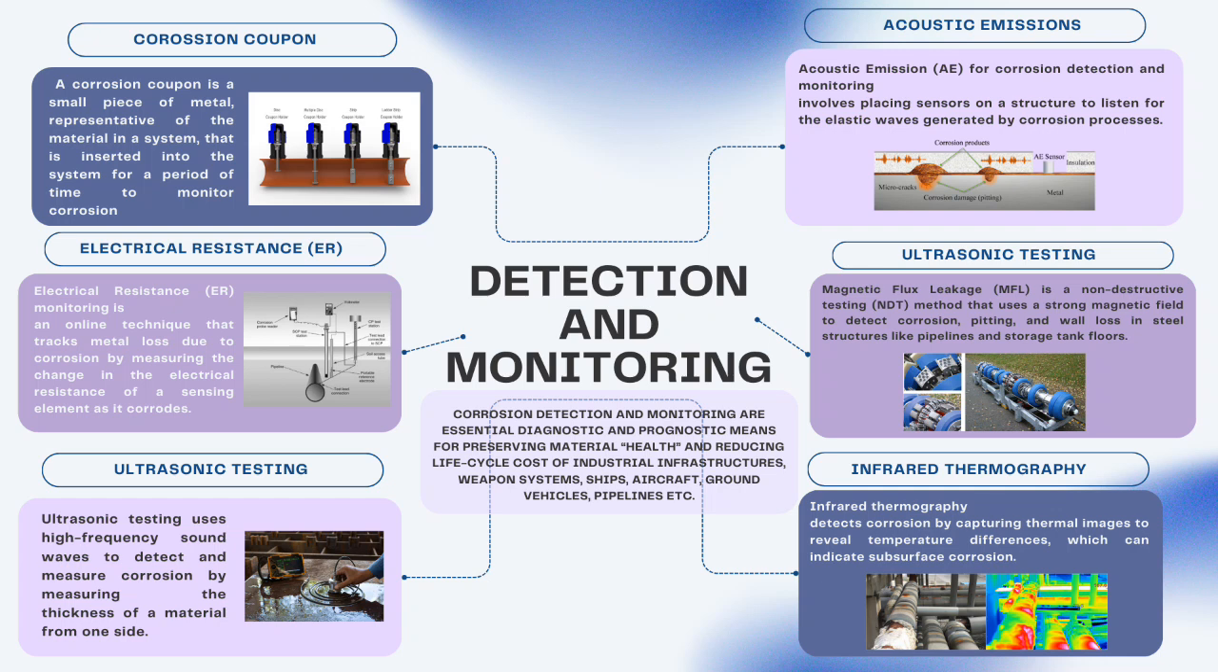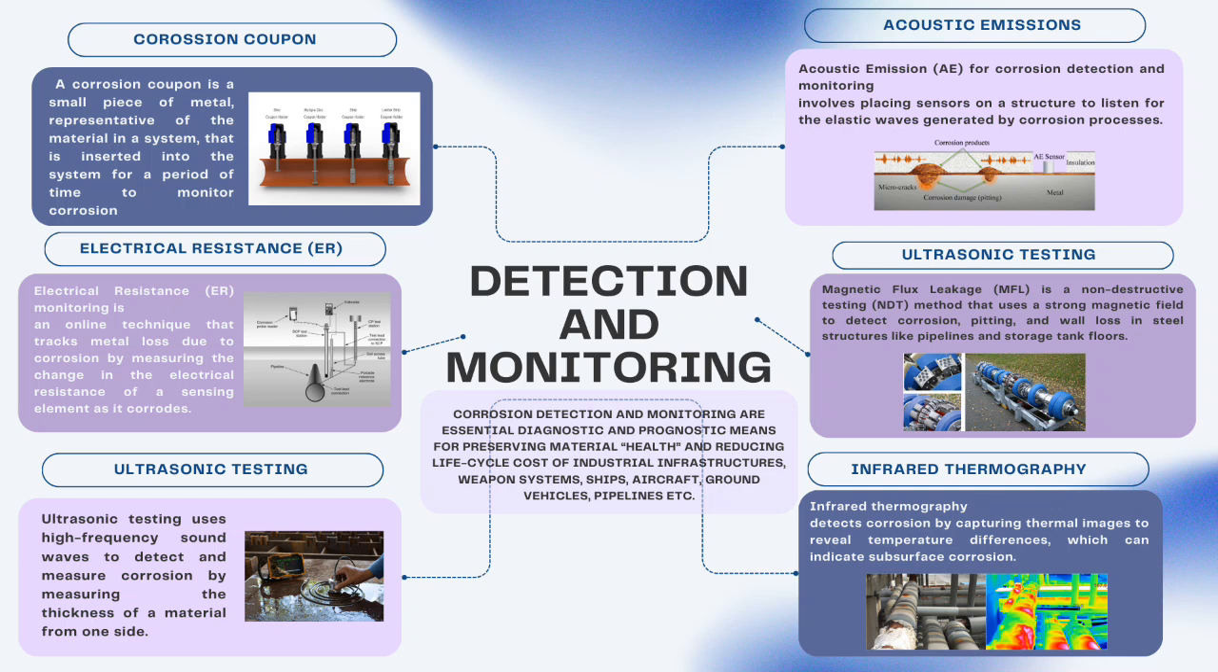Next one is acoustic emission monitoring, which uses sensors to detect elastic waves produced by corrosion activity. When corrosion damage occurs, it generates stress waves, and this system listens for those signals to identify problems early.